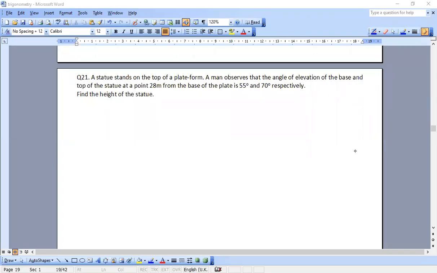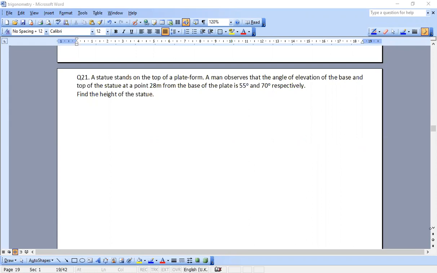Question number 21. A statue stands on the top of a platform. A man observes that the angle of elevation of the base and the top of the statue at a point 28 meters from the base of the plate is 55 degrees and 70 degrees respectively. Find the height of the statue.